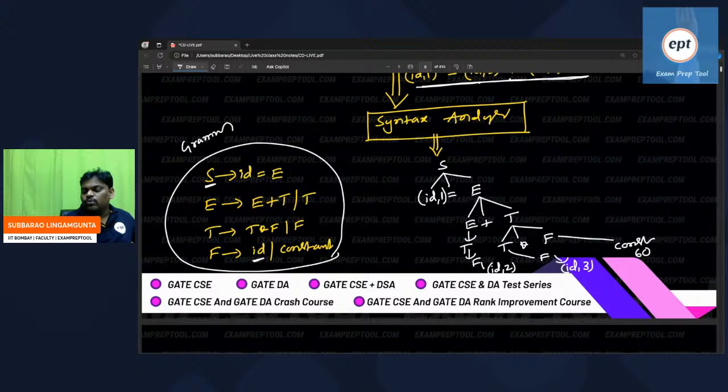S goes to ID equal to E. Simply the grammar, whatever is given, I have written. ID means some identifier. Equal to E, E goes to E plus T. E goes to T. Simply from this grammar, I created this tree.